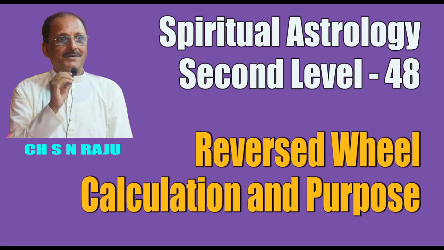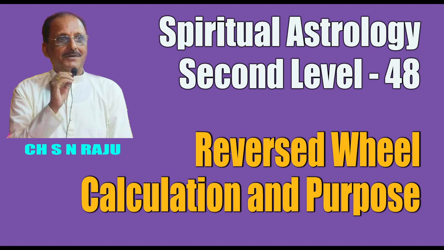When you are calculating the progression in the reverse, what happens? It will come to September 16th. That is his 25th year. Then you have to calculate the horoscope for September 16th of the same year and the same time of birth. This is the calculation in the reverse.